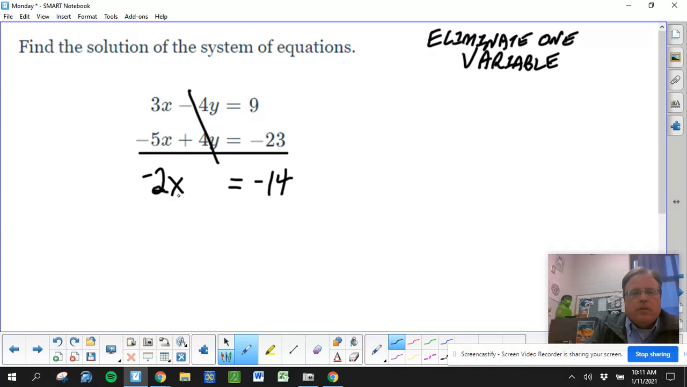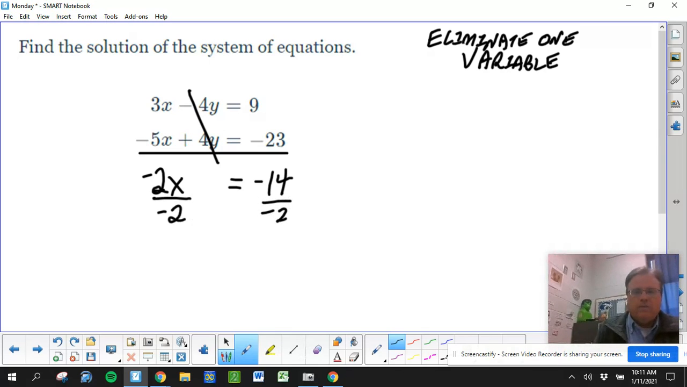Now in that simple equation, I have negative 2x equals negative 14. Well, I need to get rid of or eliminate times negative 2. The opposite of that is to divide by negative 2. So these cancel, and I get x equals, and then on my calculator, I go negative 14 divided by negative 2, and I get positive 7.